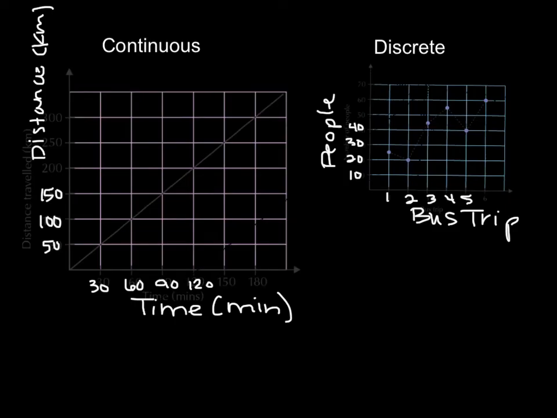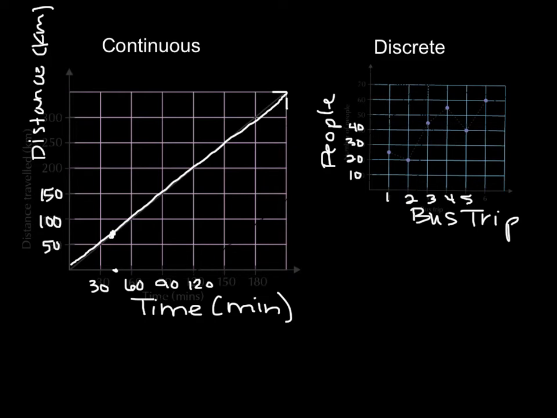Another key idea in this section is to know the difference between continuous graphs and discrete graphs. Continuous graphs go on forever, where you can figure out a value in between the given values. So for example, if you're talking about distance traveled over time, even though 45 is not on this, you can see that 45 is between 60 minutes, and you could figure out that if you drive for 45 minutes, you can figure out the distance.